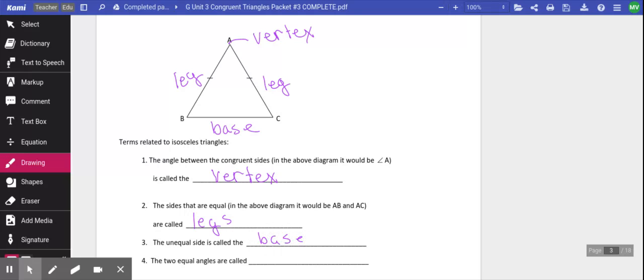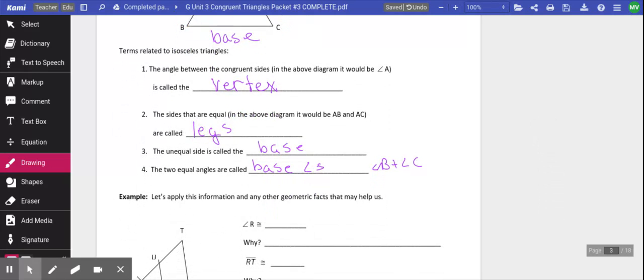And the two angles that are equal, which in this case are angle B and angle C, are the base angles. Actually, let me write the word angles.